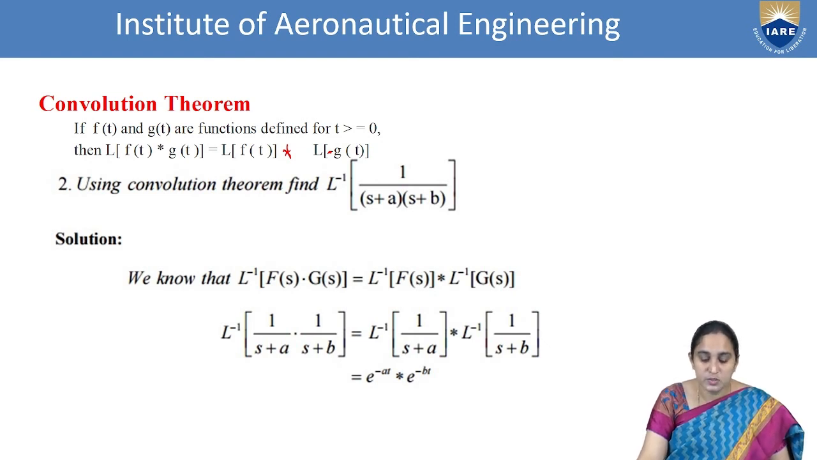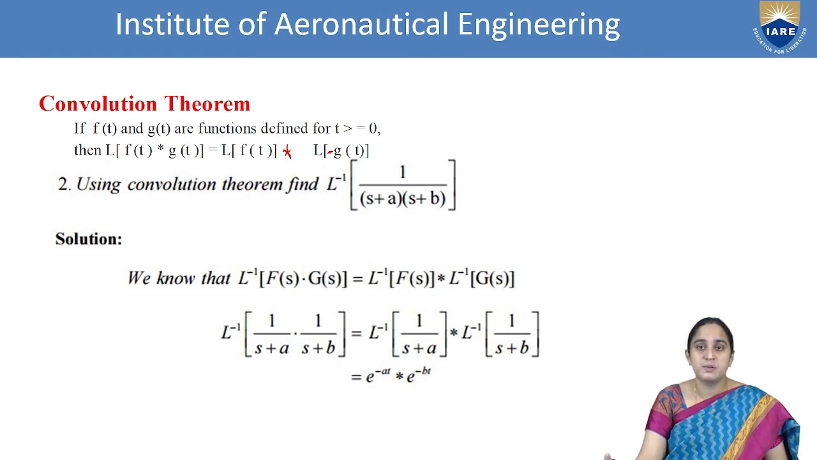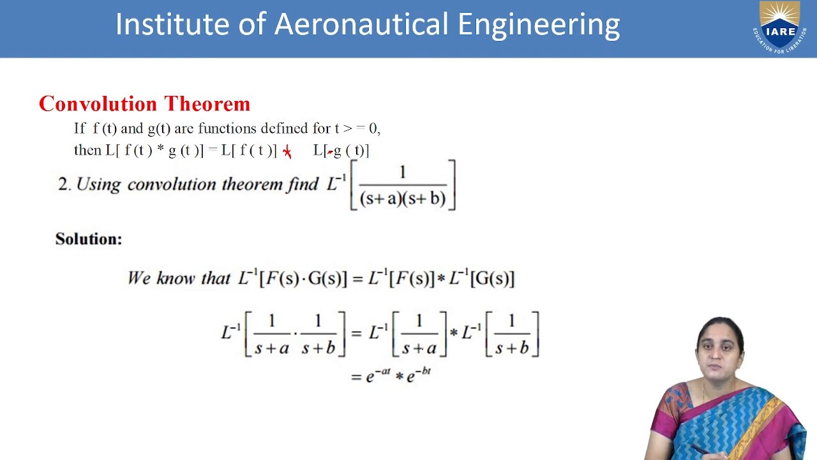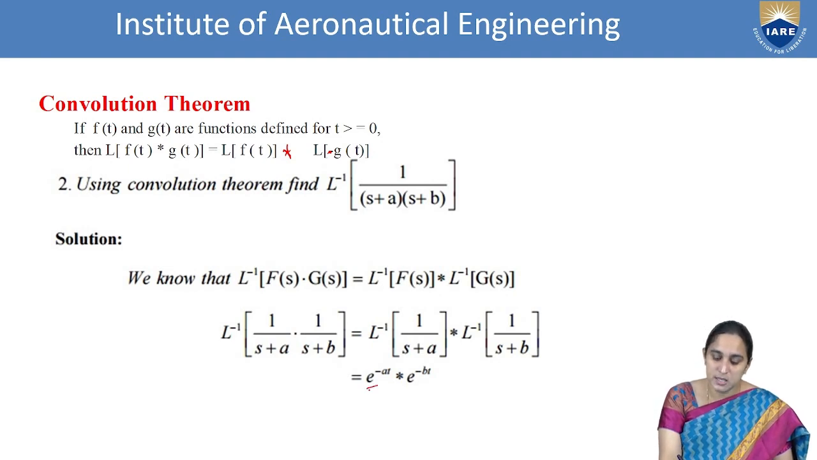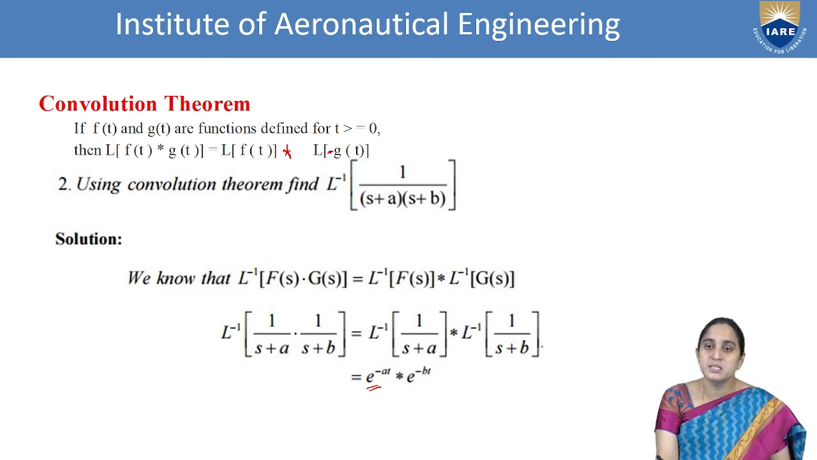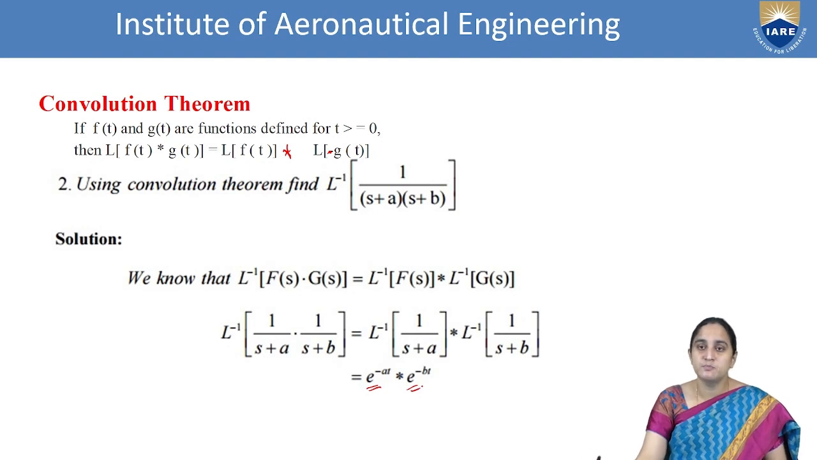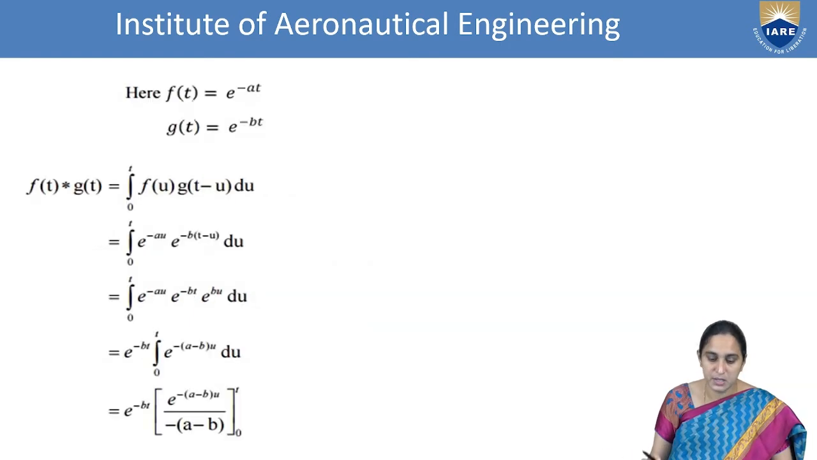Okay, here the question is the Laplace inverse of 1 by (s plus a) into 1 by (s plus b). Taking the Laplace inverse inside the brackets, by using the convolution theorem, that is the Laplace inverse of 1 by (s plus a) star the Laplace inverse of 1 by (s plus b). From the Laplace transform formulas, the Laplace inverse of 1 by (s plus a) is e power minus at, star the Laplace inverse of 1 by (s plus b), which is e power minus bt. Therefore, e power minus at star e power minus bt.